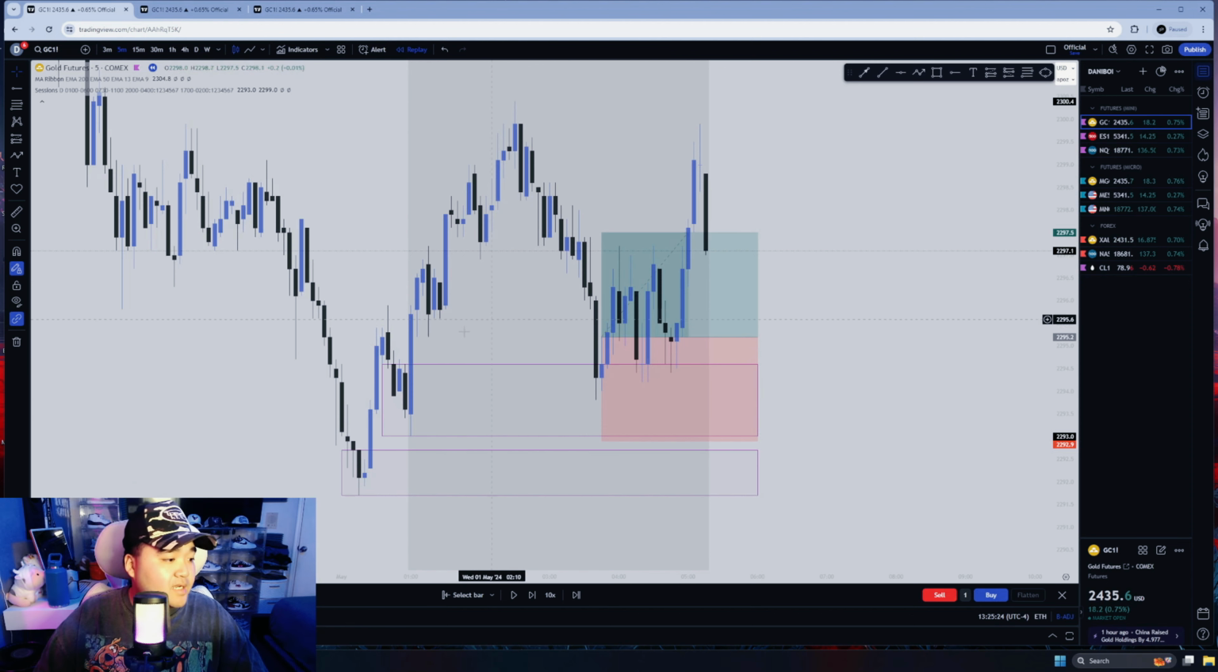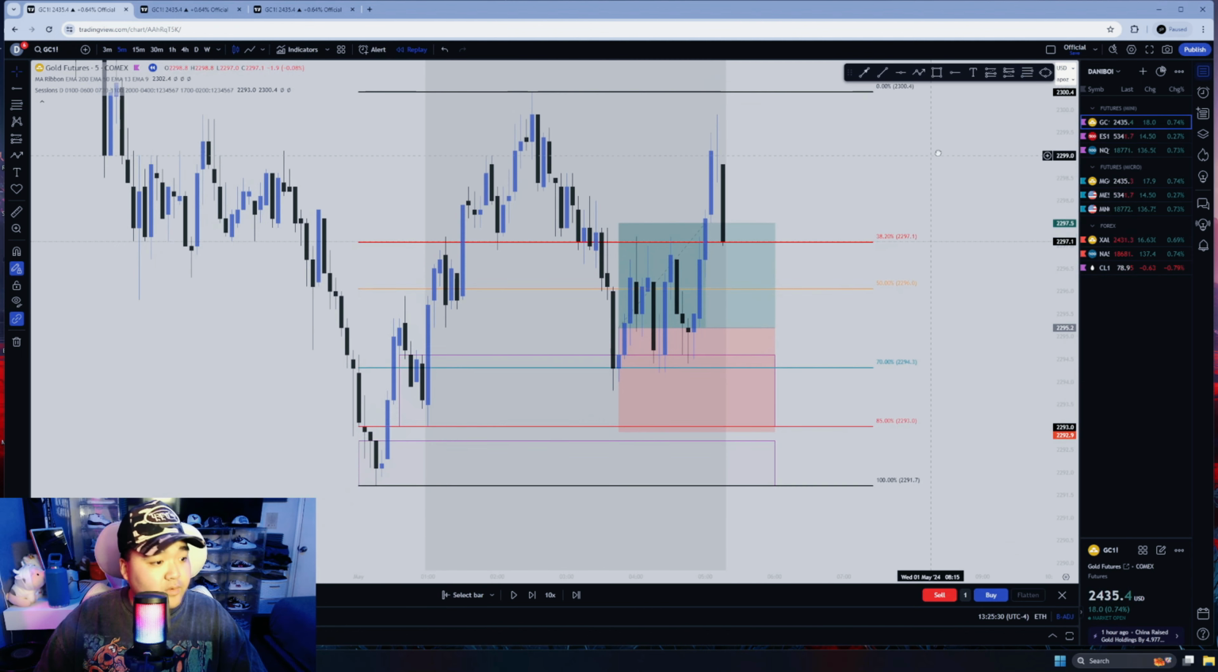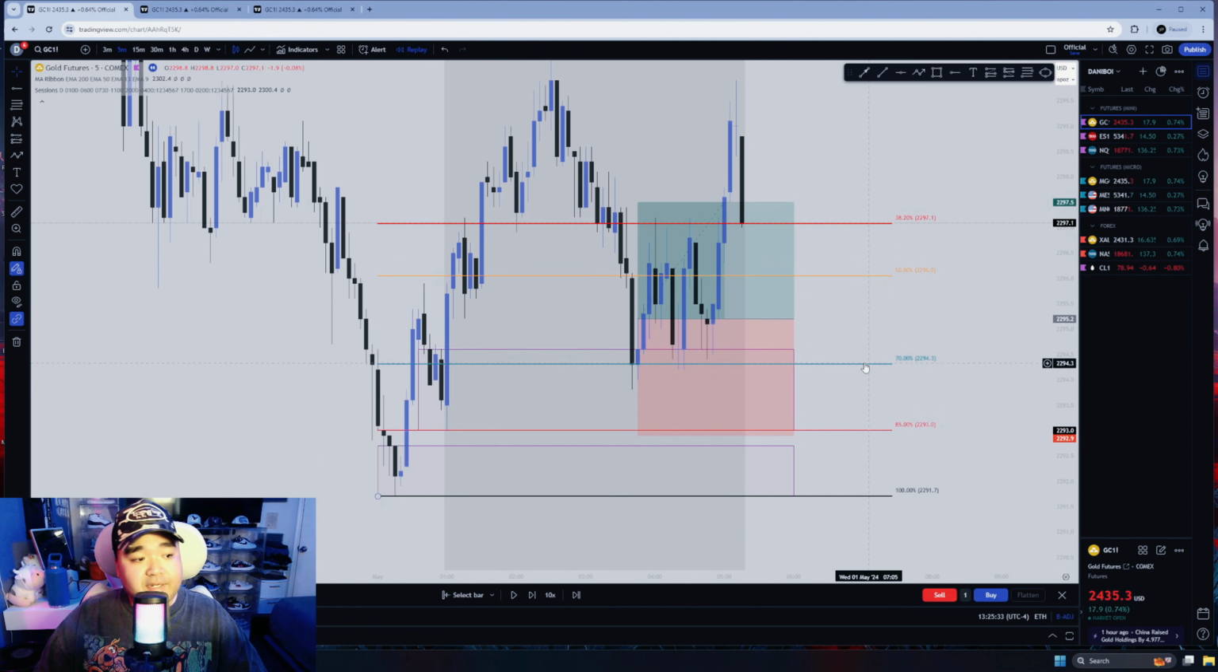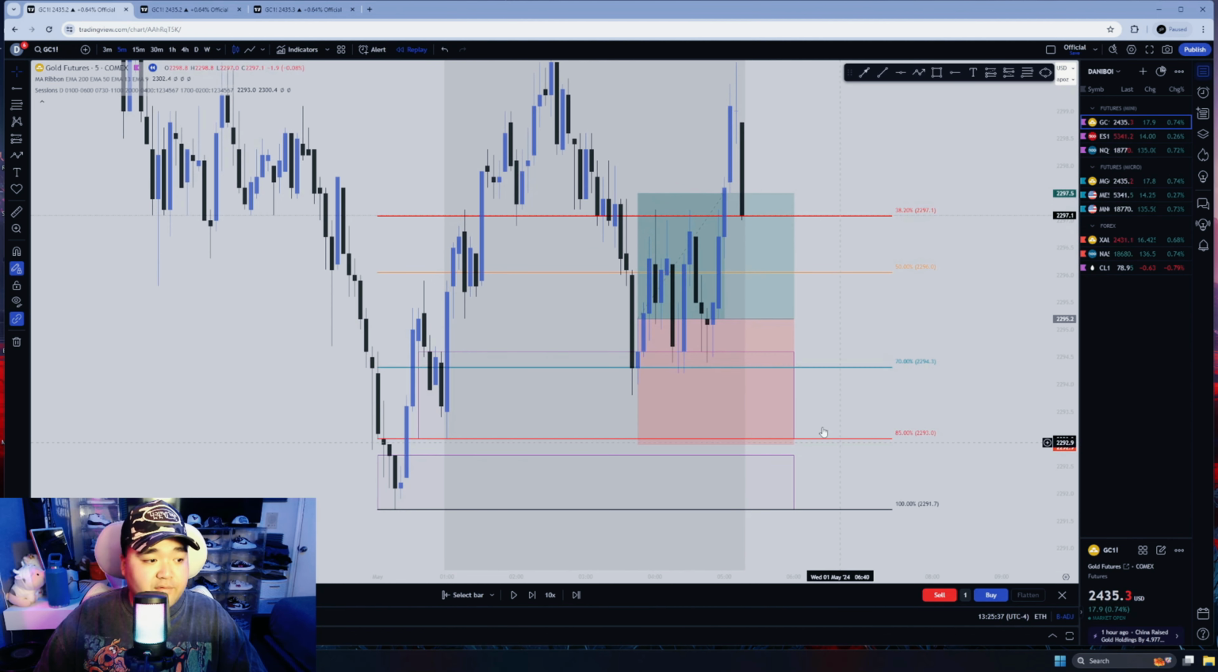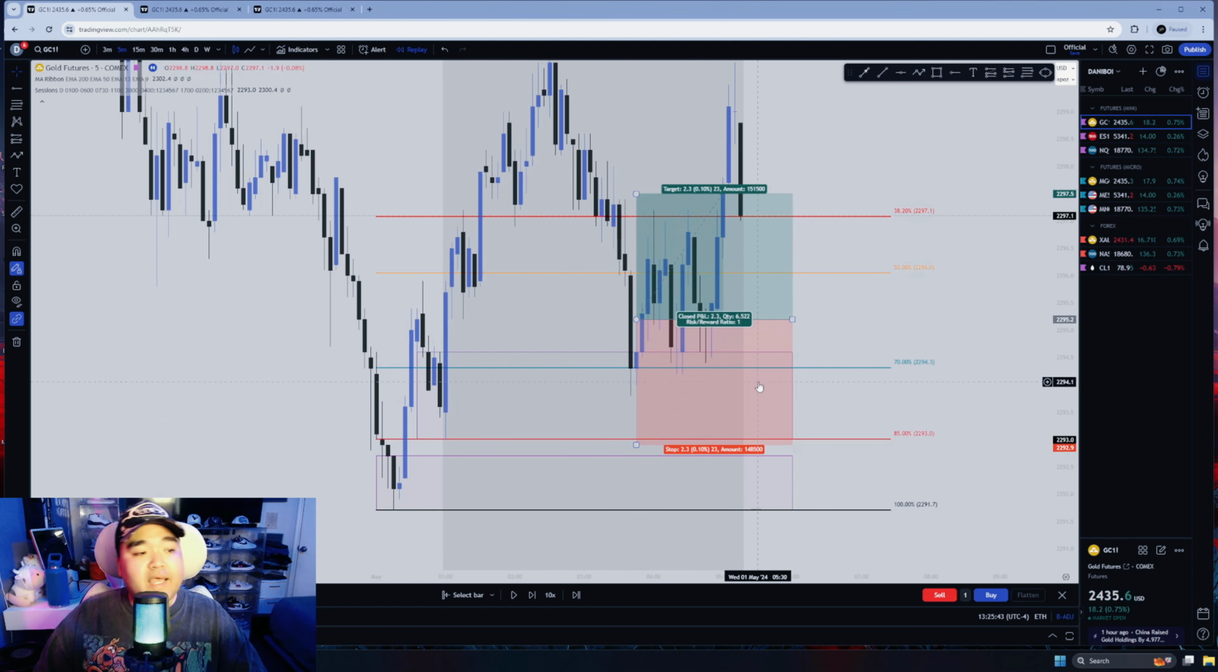Okay, so this second zone, respect it. Again, let's pull out the fib again from the low to the high. Look what happened here. The 70% is right here. We are respecting it multiple times. We have never closed below that 70%. As it comes back down, it's still respecting the 70%. We're still respecting the zone, and it took off.